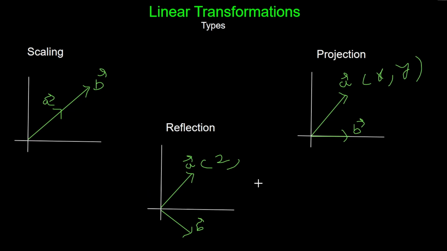Let's look at the transformation with matrix multiplication. To reflect a general vector x, y across the x-axis, we will multiply by this matrix.